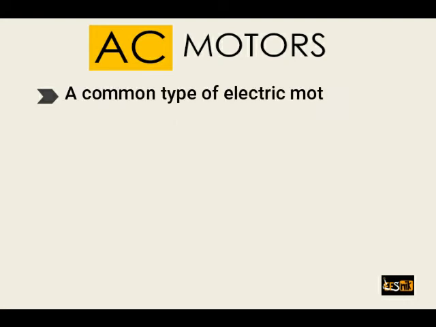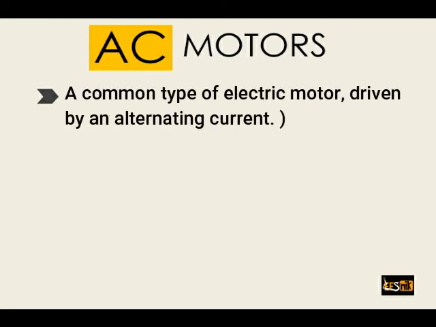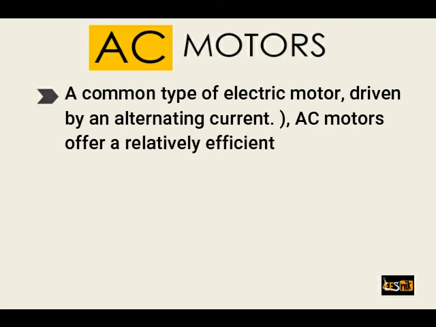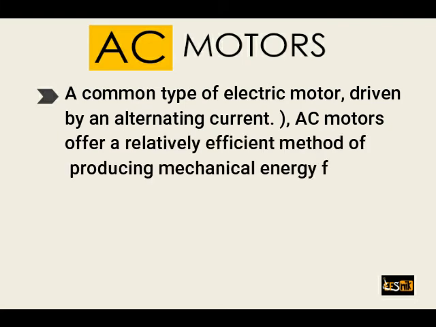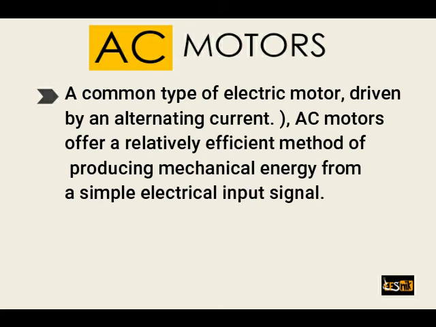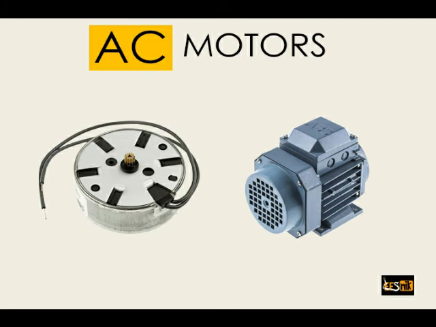Alternating current motors. An AC motor is a common type of electric motor driven by an alternating current. An AC motor offers a relatively efficient method of producing mechanical energy from a simple electrical input signal. AC motors are frequently used in a diverse catalog of very familiar consumer products and industrial equipment due to their durability, low manufacturing costs, general affordability, and ease of operation.